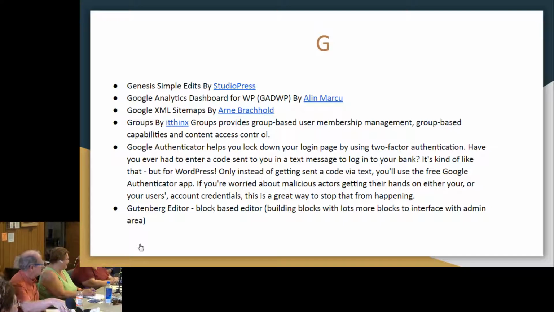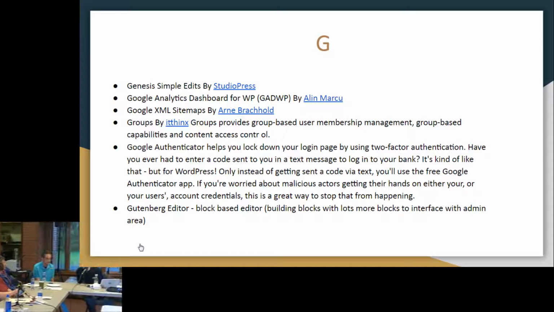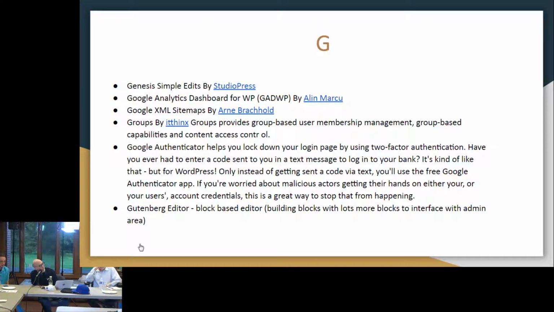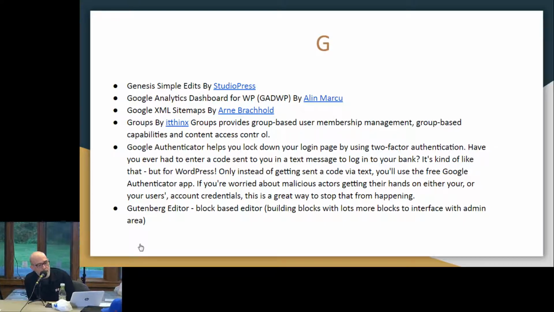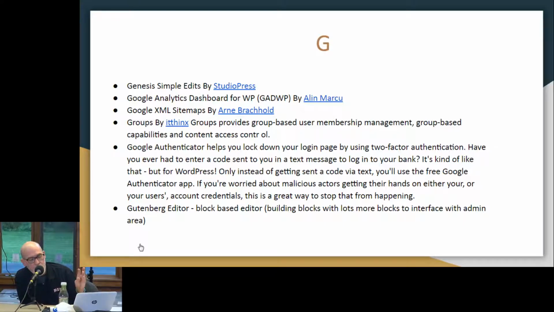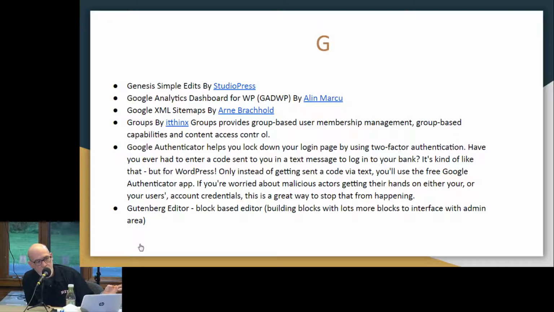Do you have a question over there? Jumping down to the Gutenberg editor, is that just another option like you would get with Divi or the one that was on the E? I forget the exact name.